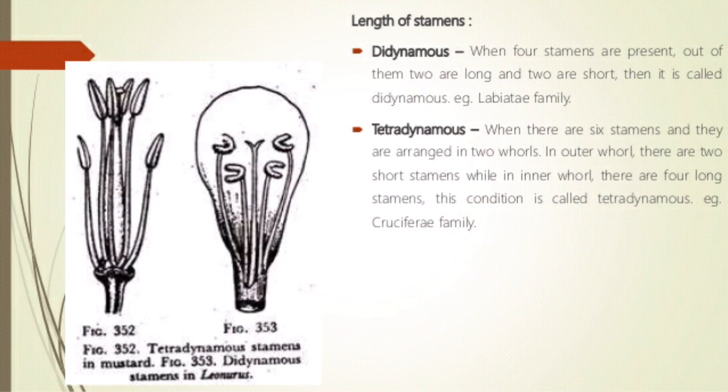Length of stamen, didynamous. When 4 stamens are present, out of them 2 are long and 2 are short, that is called didynamous condition. Example is Labiatae family. Tetradynamous, when there are 6 stamens and they are arranged in 2 whorls. In the outer whorl there are 2 short stamens, while in the inner whorl there are 4 long stamens. This condition is called tetradynamous, as in the case of Cruciferae family. Cruciferae means mustard.